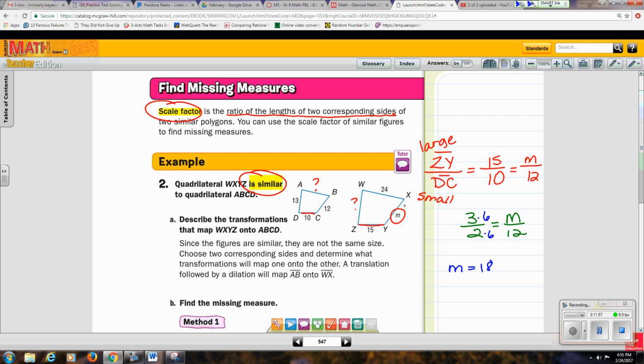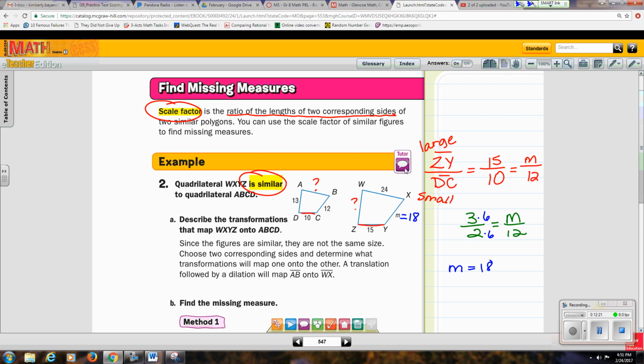Now let's see if that makes sense. If M equals 18, compare 12 to 10 and 18 to 15. These are the smaller ones, and this should be larger. It should be 1.5 times bigger, and it is. That's how you find the missing side once you know the scale factor.